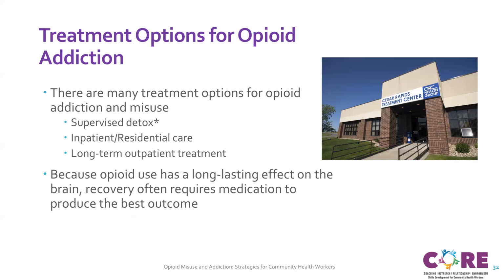When a client does decide that they want to enter treatment, it can be really difficult to find treatment or to decide which treatment is best. Treatment has a better chance of working when it's consistent with the client's values and goals, so having the client steer this process is definitely helpful. There are a few different kinds of treatment for opioid misuse, one of which is supervised detox. I also put a little star next to supervised detox because there isn't very much evidence right now that supervised detox works for opioid addiction.